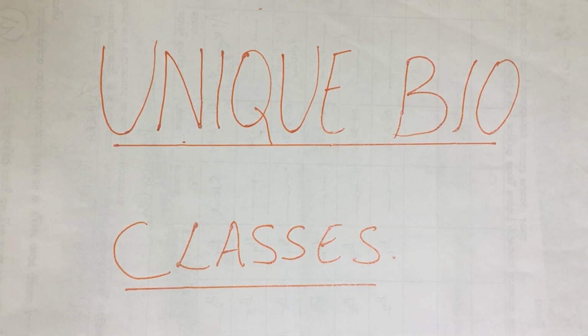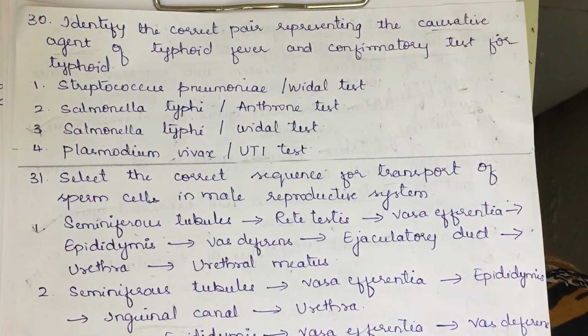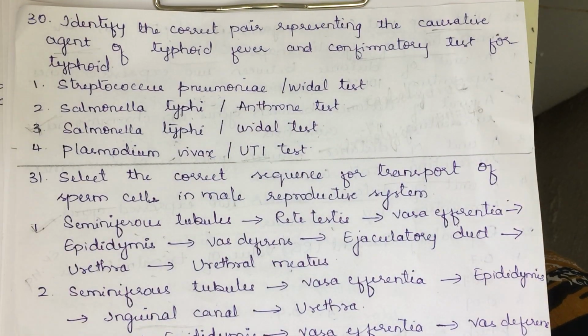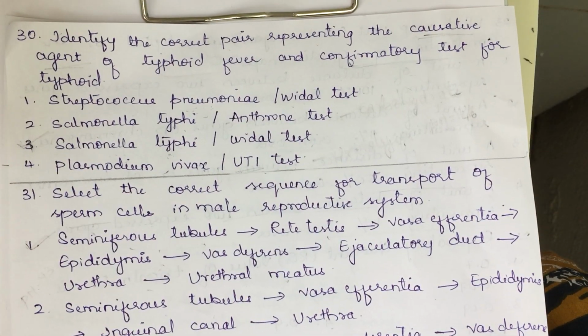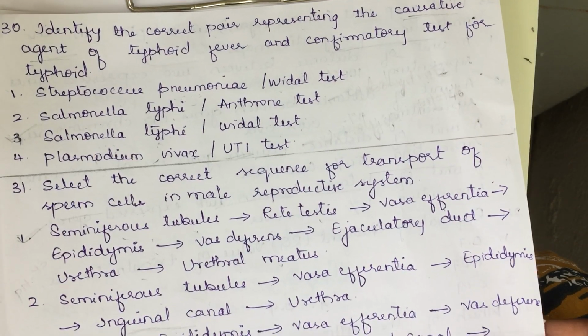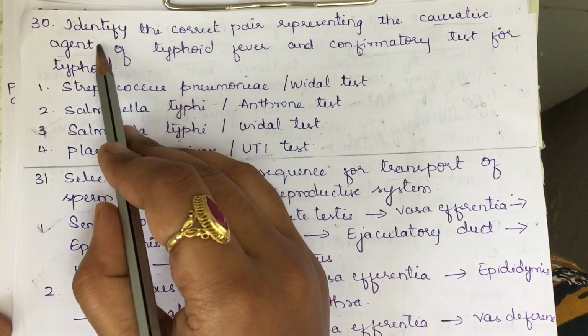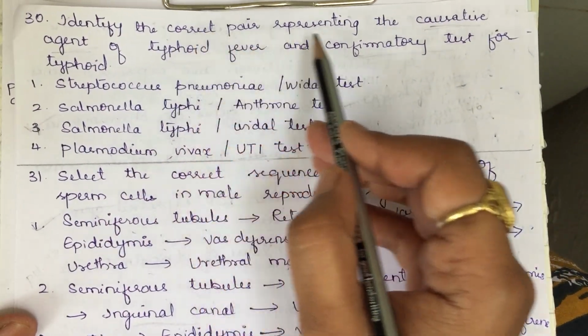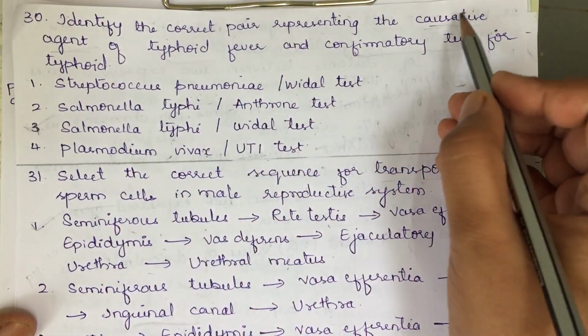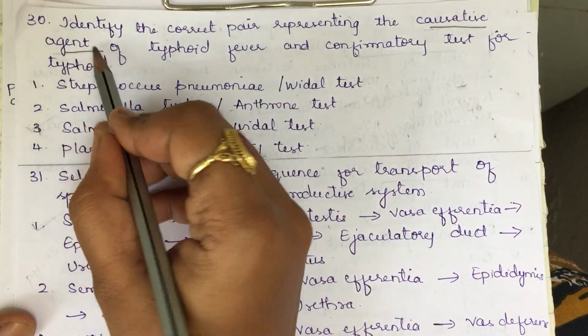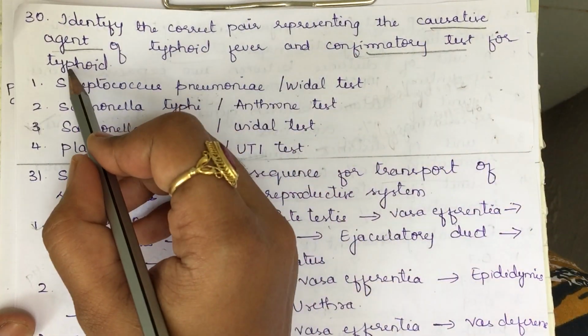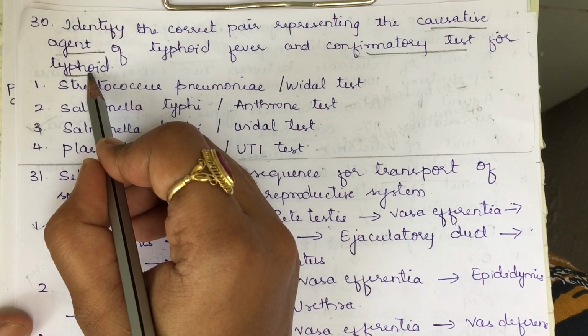Okay guys, today we shall start today's class. In today's class we shall discuss the 30th question, as in the previous video we discussed up to the 29th question. The 30th question is: identify the correct pair representing the causative agent of typhoid and the confirmatory test for typhoid. Okay, this pair we have to identify.